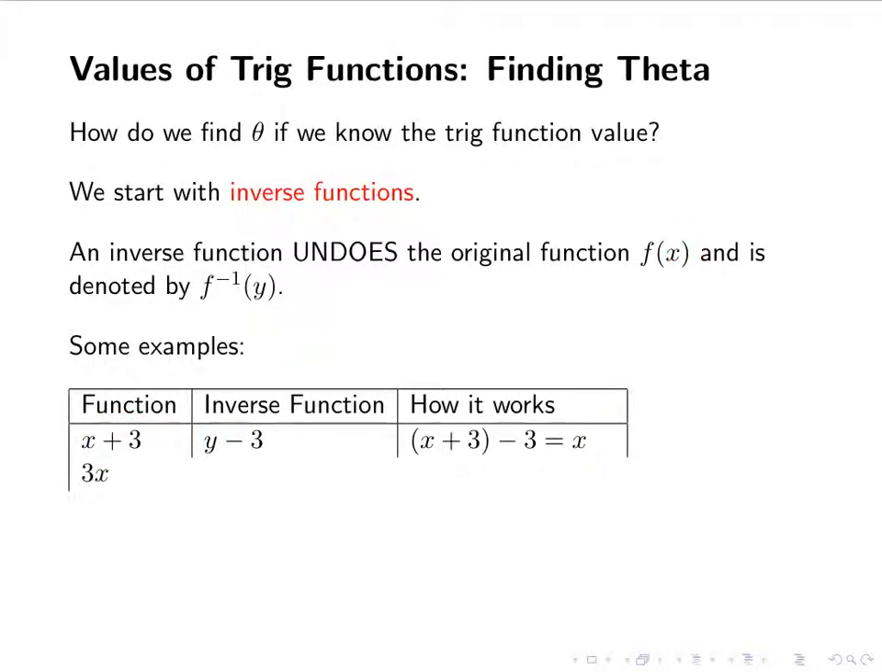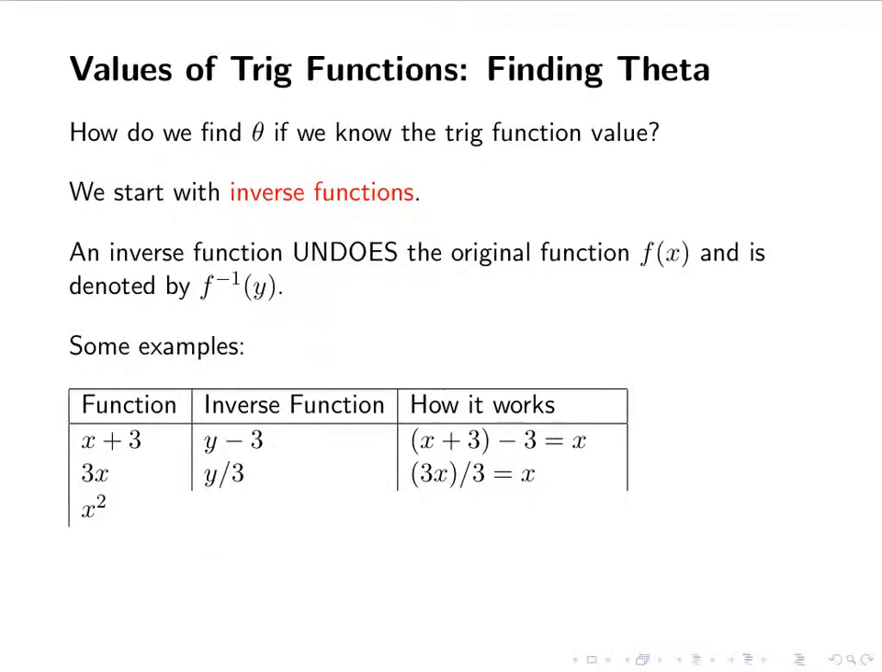What if we look at the function 3x? How do we undo multiplication? We use division. And again, I am putting my 3x in for my y, and I get out my original x. So this is the point of an inverse function. It's undoing the original function to get back the original variable.